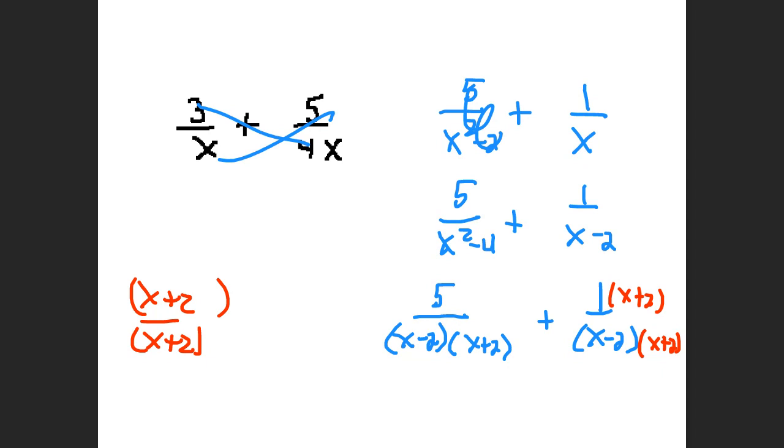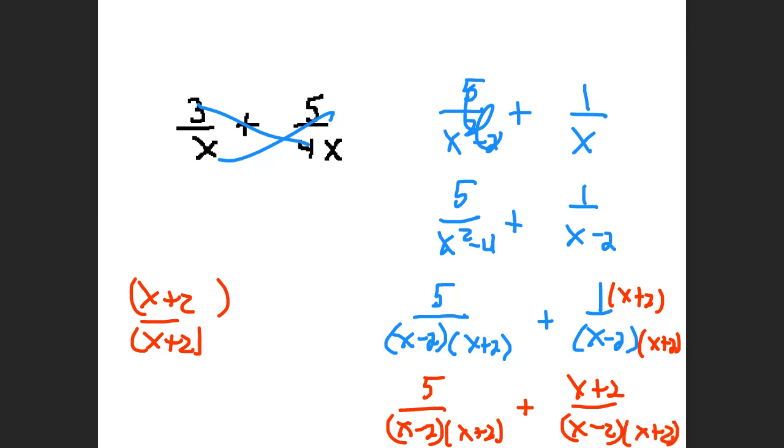Okay, so now I have 5 over x minus 2, x plus 2, plus, and here I have x plus 2, right? So now the denominators are the same. I can add across, so I end up with x plus 7 over x minus 2, x plus 2. Now I could have written it this way also. I could have had x plus 7 over x squared minus 4. That's the same thing, right?